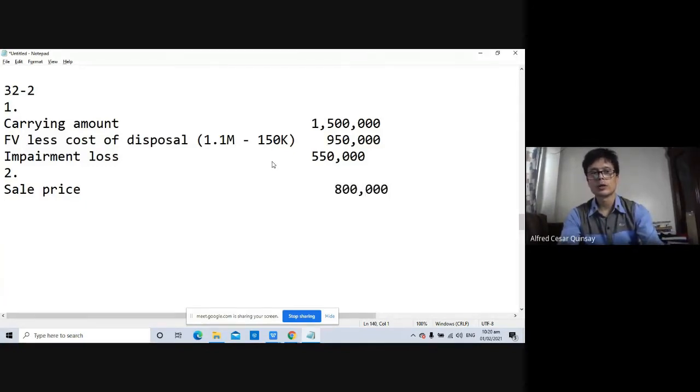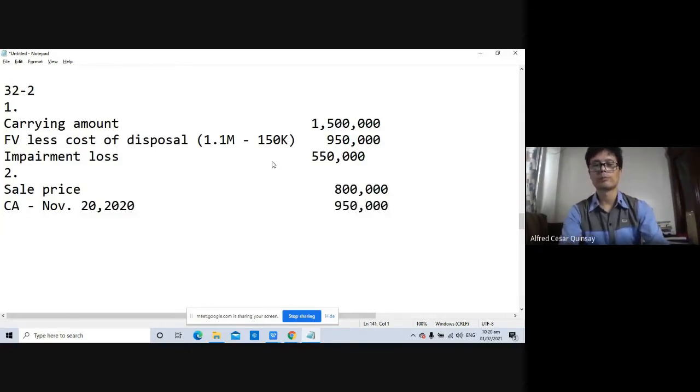So, magkano po yung kanyang carrying amount, no? Yung new carrying amount niya. Okay? So, ang carrying amount niya as of November, nung binenta kasi yan, November 20, 2020. Magkano po 'yon? Yung kanyang carrying amount, it's 950 yung nakuha natin sa taas, no? Yun yung bago, 950. Okay, so magkano po yung impairment loss? Yung loss on disposal, so this is 50K, no?